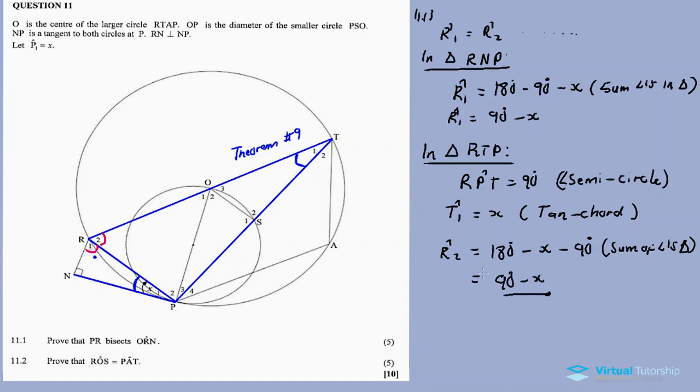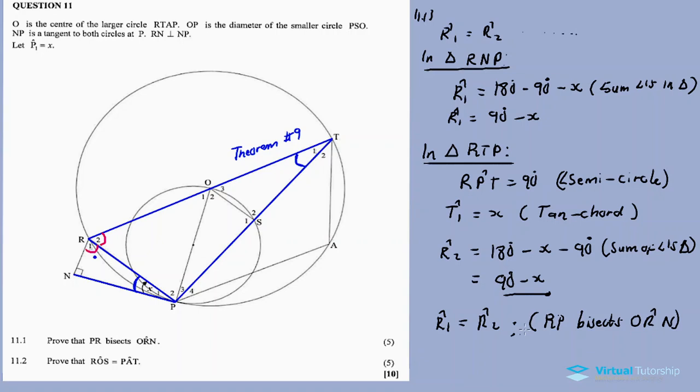This is our answer. Then we see R2 is equal to R1. Let's make that conclusion. R1 is equal to R2. Therefore this line RP bisects angle ORN. Therefore this is our conclusion again.